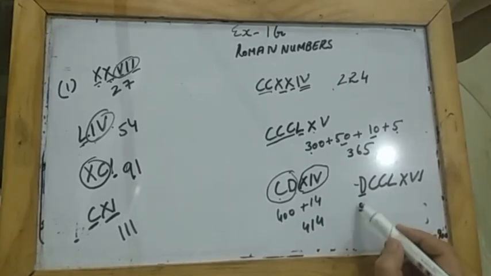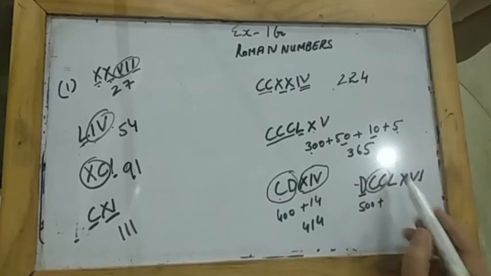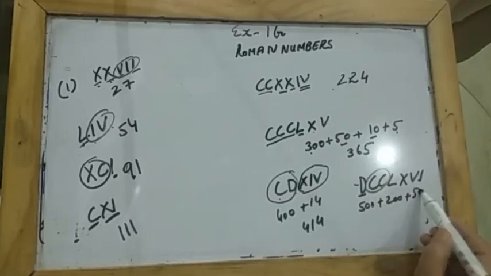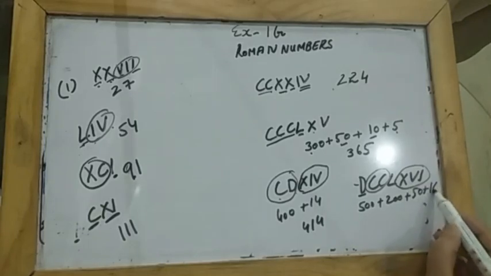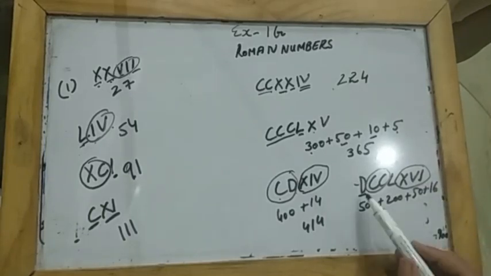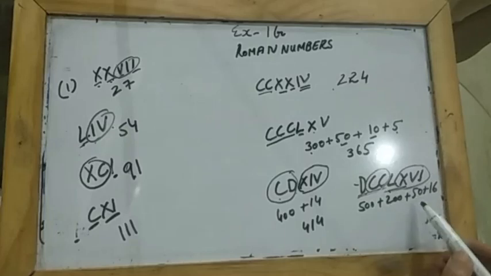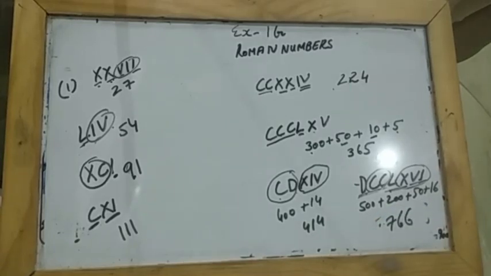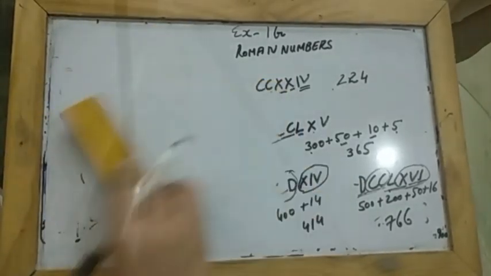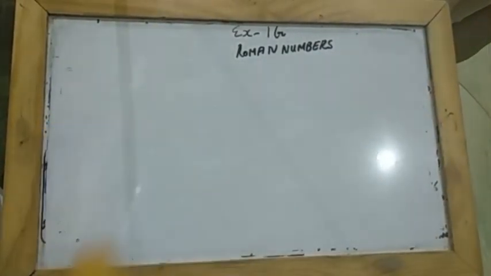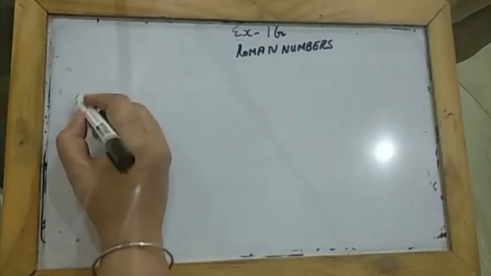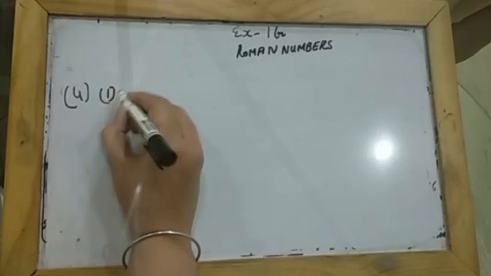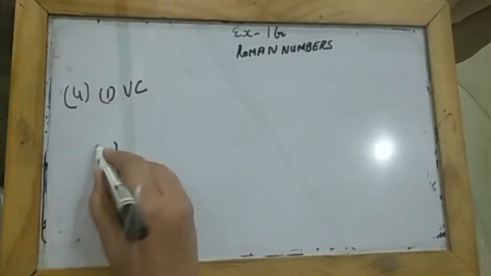Now D stands for 500 and this C stands for 200. Then you have 50 and this is 16. 10 and 6 is 16. So all together you have 500 plus 200 is 700 and this is 66. So 700 and 66. So this is how you convert the numbers into Hindu-Arabic numerals.